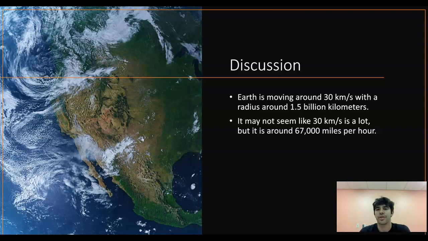So in conclusion, the Earth is moving extremely fast. It is moving around 30 kilometers per second with a radius of around 1.5 billion kilometers. That's a lot of distance to cover. It may not seem like 30 kilometers per second is a lot, but it is around 67,000 miles per hour.